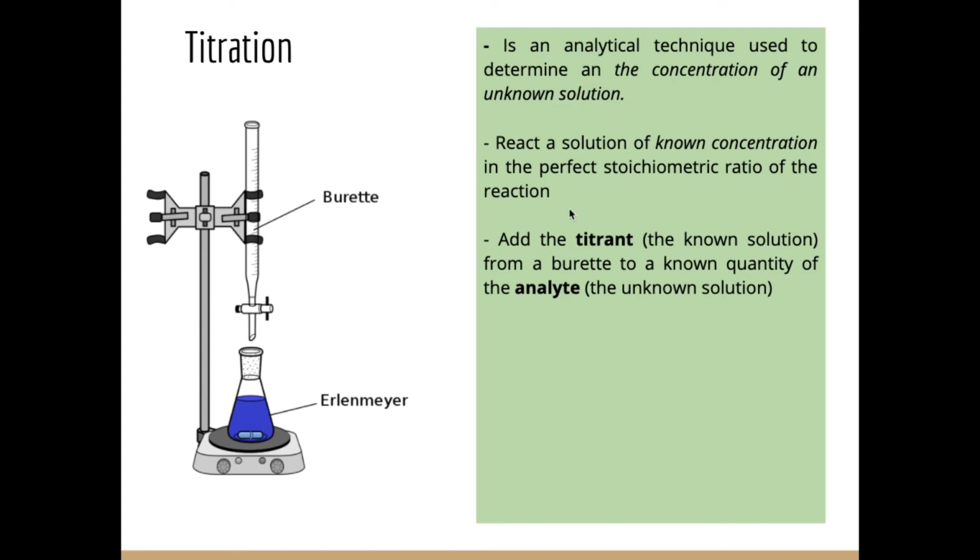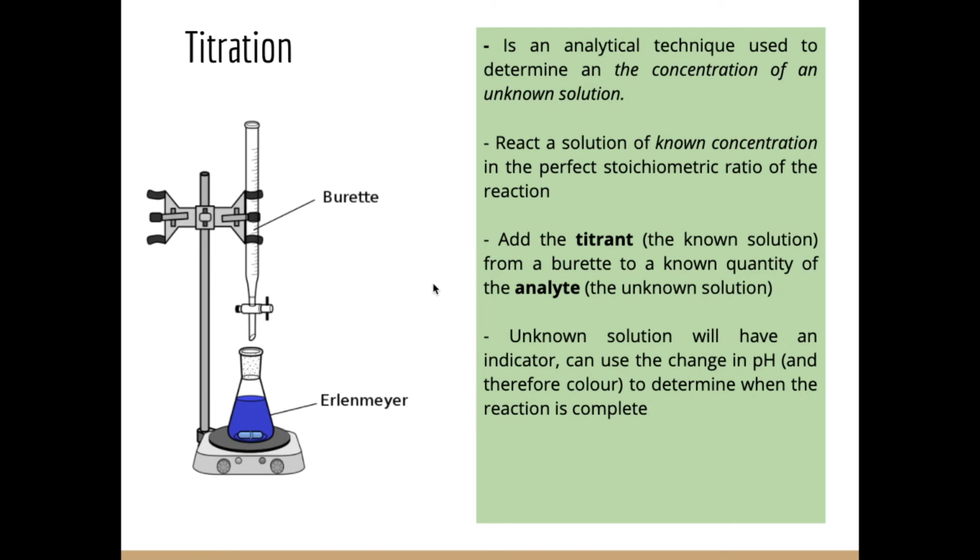What you do is you add this thing called the titrant. The titrant is the known solution. You put it in a burette. This here is your burette. So you put your known solution there and you react the perfect ratio with the unknown solution, which is the analyte. So you have your unknown solution here, your known solution there. You react them in the perfect ratio.